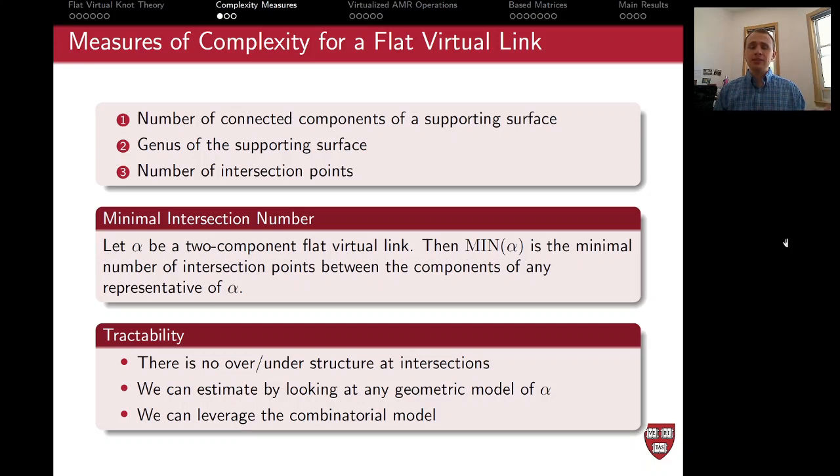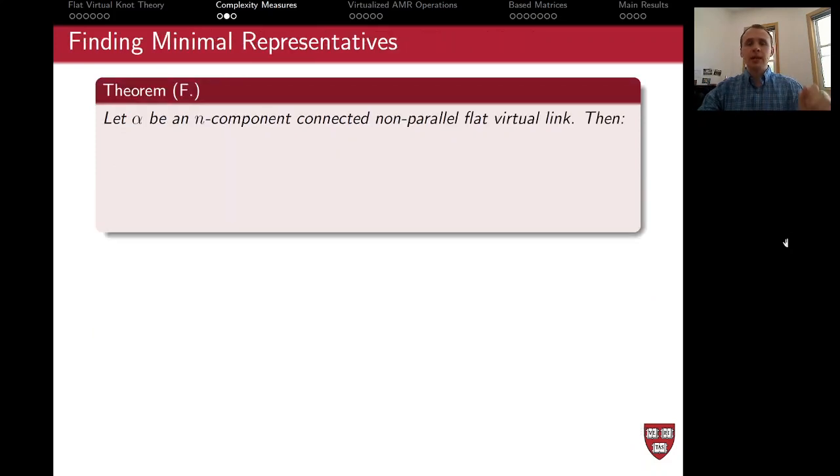And while we could just look at any geometric representative or any combinatorial representative and get an estimate on the minimal intersection number, we're really doing ourselves a disservice if we don't use the combinatorial model as well. But in some results that are still under review, I was able to show that for a large family of flat virtual links, and these are ones which must live on a connected surface, there is no way to move them onto multiple surfaces. And then this non-parallel condition is saying, in essence, you don't have any pairs of curves in any representative which are homotopic to each other, or homotopic to powers of some primitive curve.